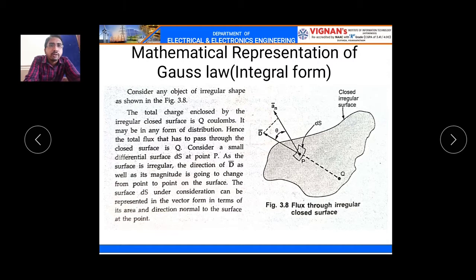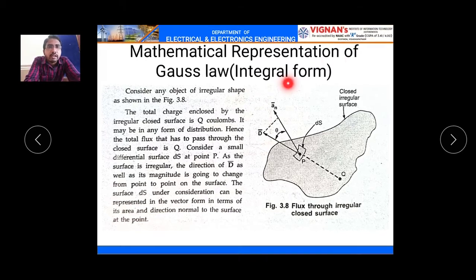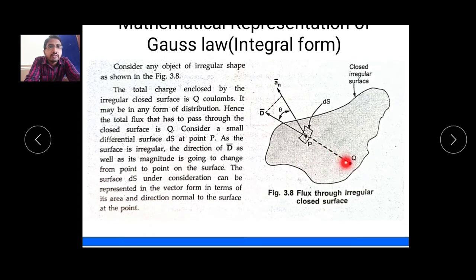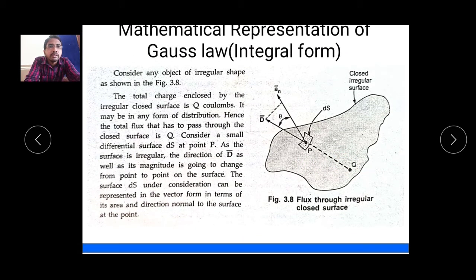Now, how to represent Gauss law mathematically in integral form? For that I am taking one closed surface. Next, from that closed surface I am taking a small differential part at which a point P is located. The differential surface area of that part is ds, the unit vector normal to the surface is an, and the direction of electric flux density is here D bar. Okay, these are the assumptions that we are making.